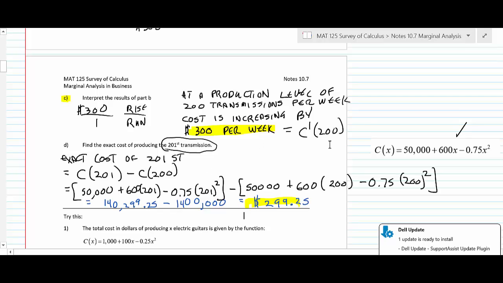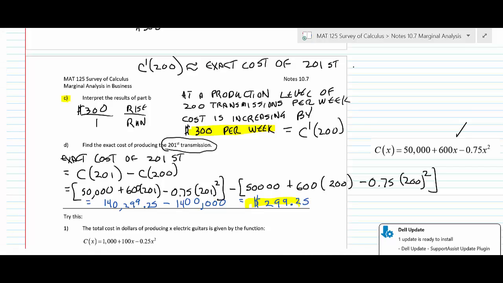And the relationship between this you're going to find is this. And you want to write this down somewhere, maybe at the top or something. C prime of 200 is close, so I use that symbolism to show that it's approximately equal to the exact cost of the 201st item. Okay, like that. So it's actually a pretty good approximation. So you can use that as an approximation tool. That's the reason I wanted to show you that.